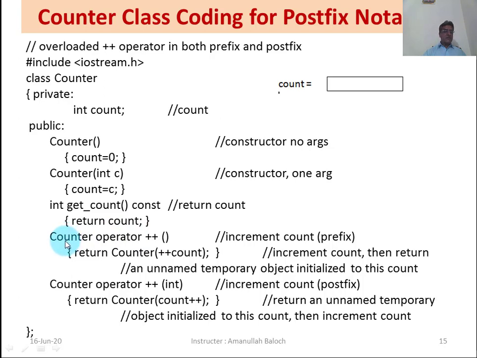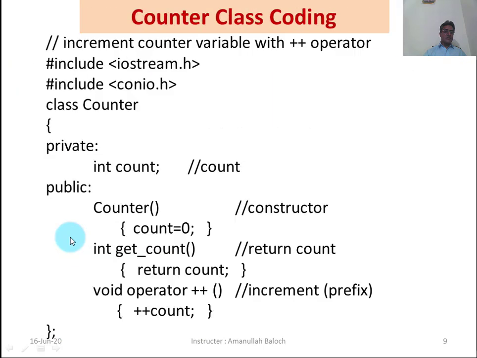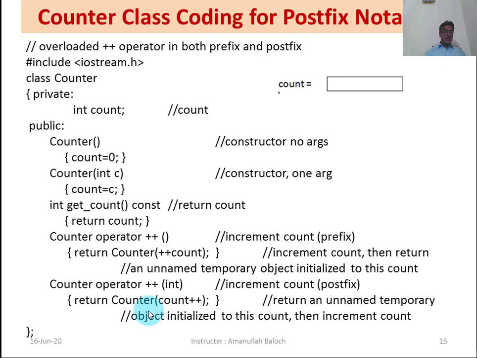In our previous version of the counter class, we used the word void here. It is not returning any value, but in the new version we are returning the value of an object from this prefix notation. So the data type of this operator function is not void, but counter. So here this is the postfix notation.